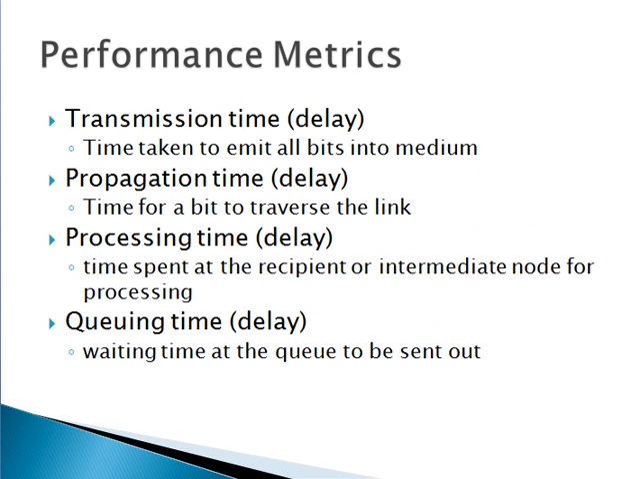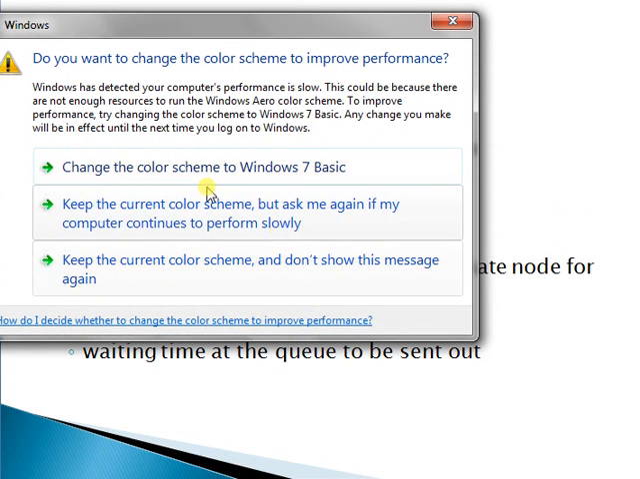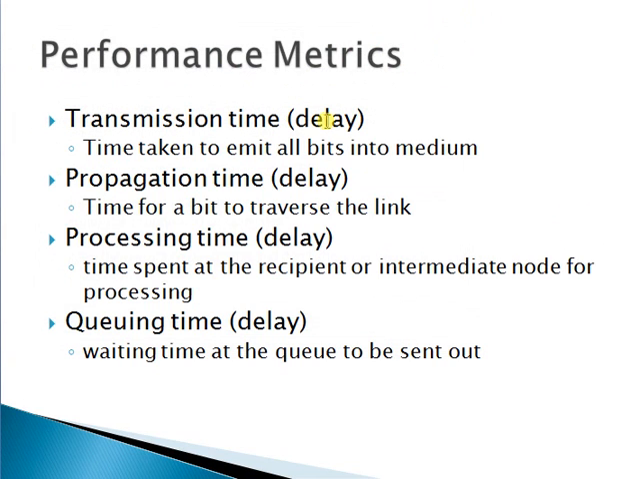In order to measure the performance of a frame transmitted from sender to receiver or receiver to sender, we have four metrics. They are transmission time delay, propagation time delay, processing time delay, and queuing time delay. Transmission time delay indicates the time taken to emit all bits into the medium. That means the time taken to transmit all the bits of a frame to a network. It is known as transmission time.